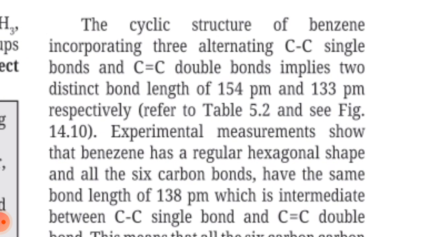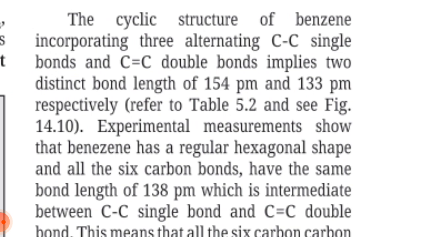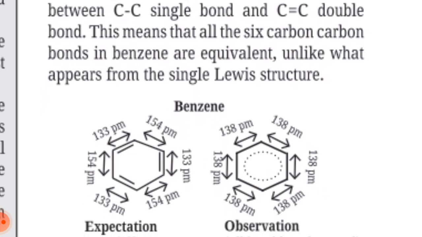The cyclic structure of benzene incorporating 3 alternating carbon-carbon single bonds and carbon-carbon double bonds implies 2 distinct bond lengths of 154 picometer and 133 picometer respectively. Refer to table 5.2 and see figure 15.10. Experimental measurements show that benzene has a regular hexagonal shape and all 6 carbon-carbon bonds have the same bond length of 138 picometer, which is intermediate between a carbon-carbon single bond and a carbon-carbon double bond.